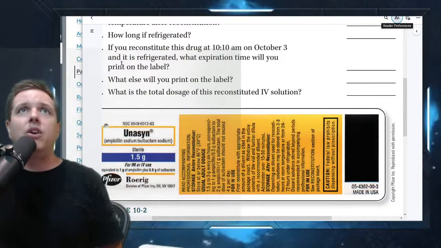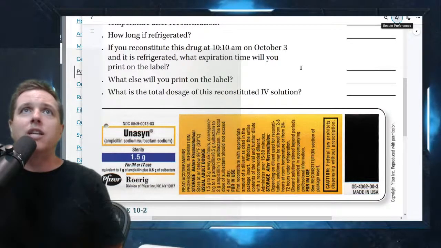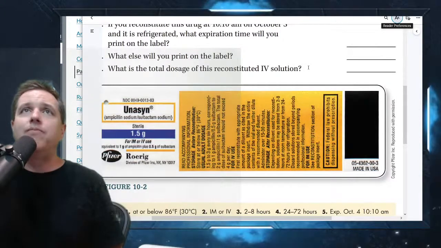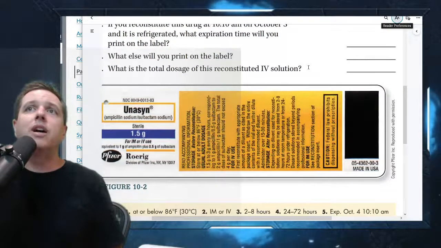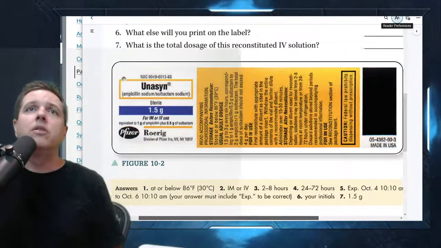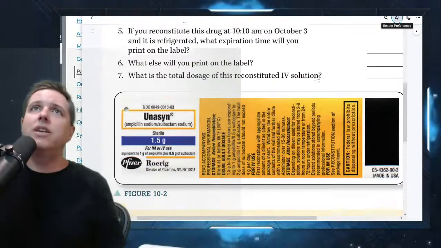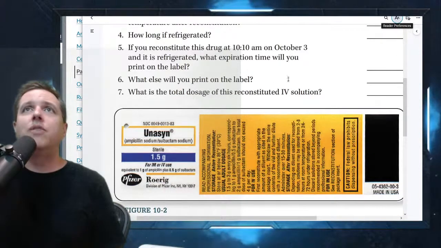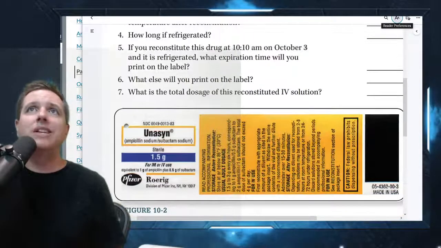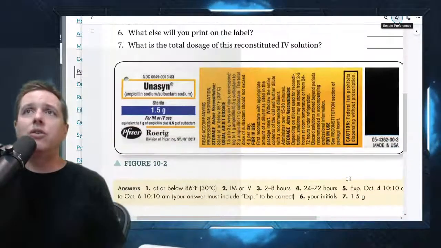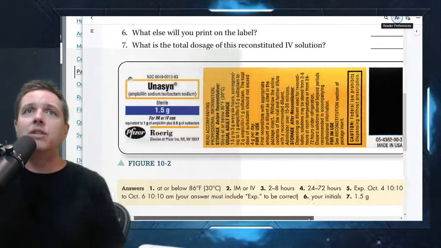Oh, sorry, I skipped one. If you reconstitute this drug at 10:10 a.m. on October 3rd and it is refrigerated, what expiration time will you print on the label? So, let's see, 24, what does it say? 24 to 72 hours. So 24 hours would be the next day. So that would be October 4th. And then 3 days later would be October 6th. So that's why they're saying you write the EXP, and then October 4th, 10:10 a.m. to October 6th, 10:10 a.m.